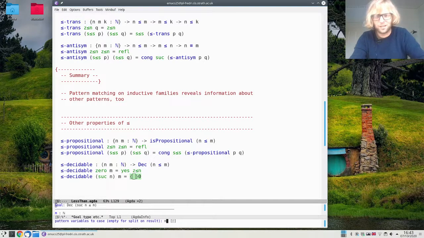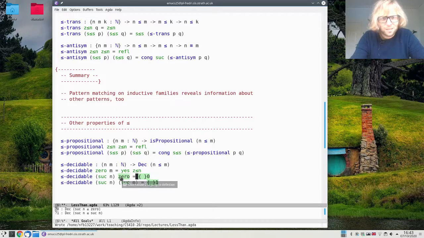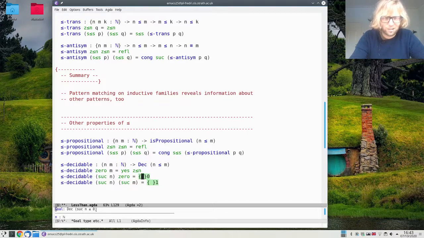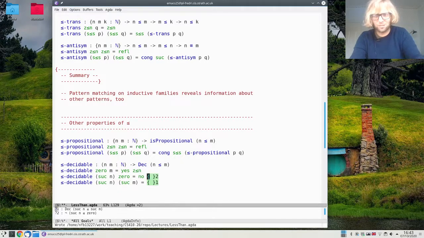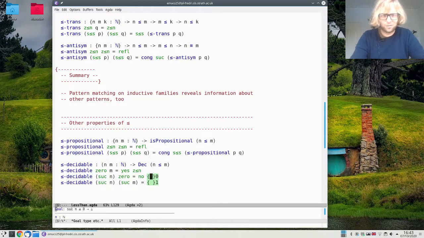So let's pattern match on the m. You see that the m is either 0 or a successor. If it's 0, then we have to decide if suc n is smaller than 0 or not. Well, I know that that is not the case. I'm going to say no. And then here, I have to give a proof that suc n smaller than 0 leads to false, right? So this is not the case. Well, let's do that. It's going to be a lambda something.